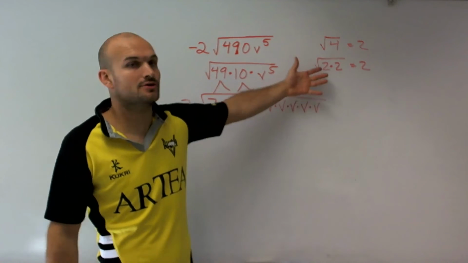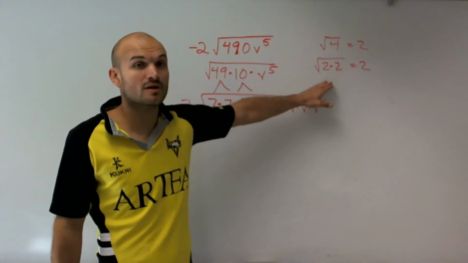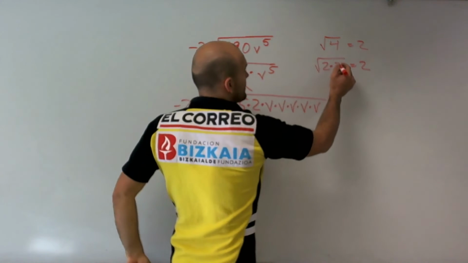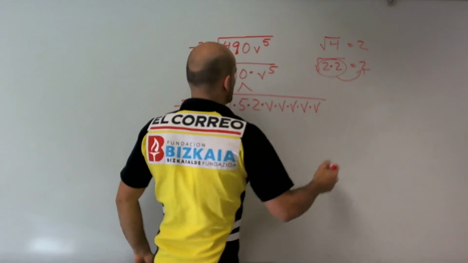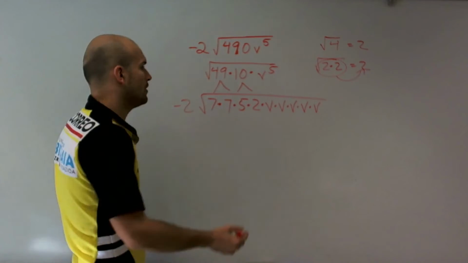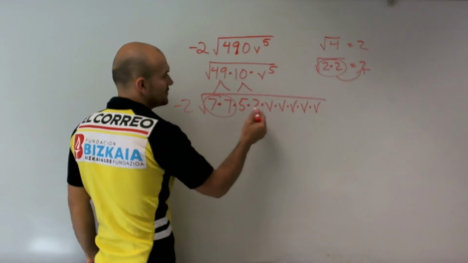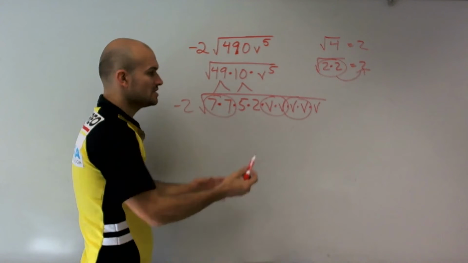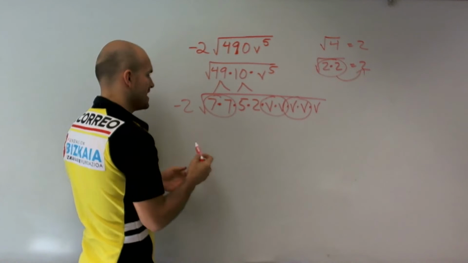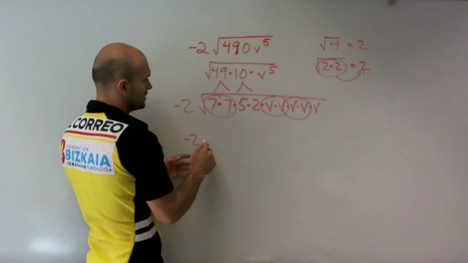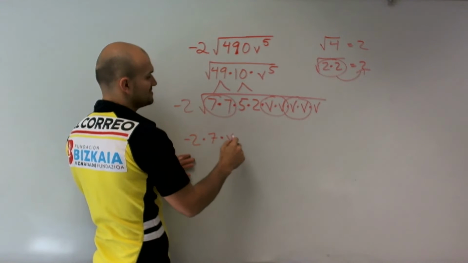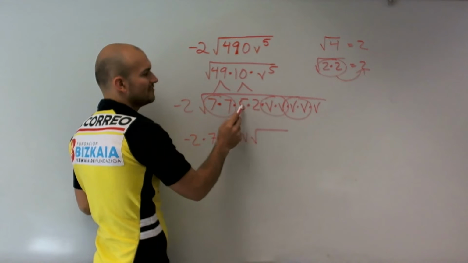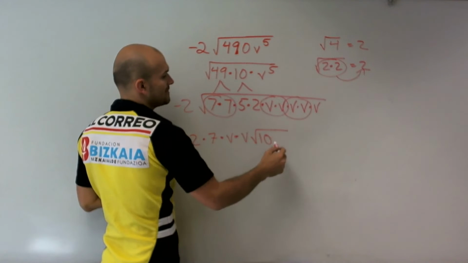So now I'm going to take my pairs of numbers and pull them out, because I know that the square root of 2 times 2, that's a pair, equals 2. So what numbers can I pull out? Well, I have 7 times 7, a pair of v times v, and another pair of v times v. So I can take these numbers outside of my radical. So I have negative 2 times 7 times v times what's left over, what's inside: 5 times 2, which is 10, times v.